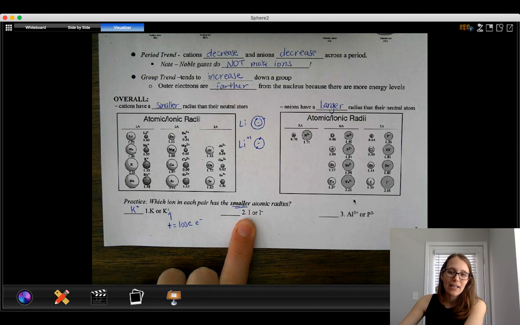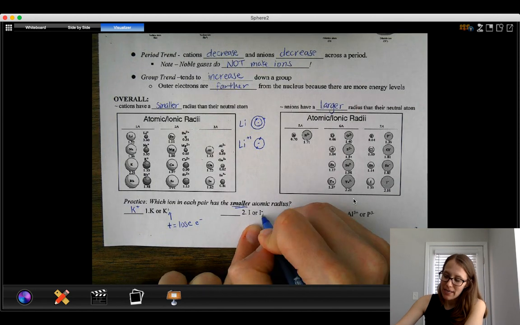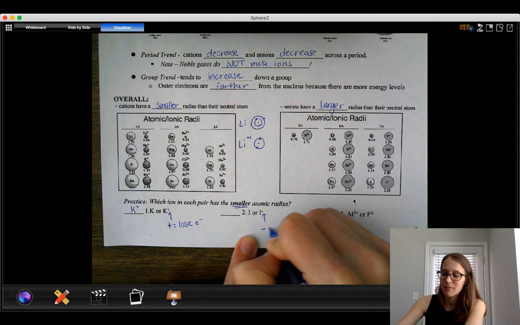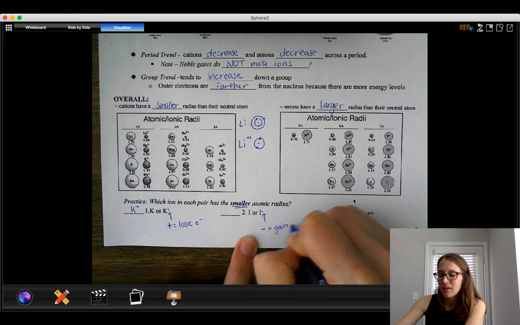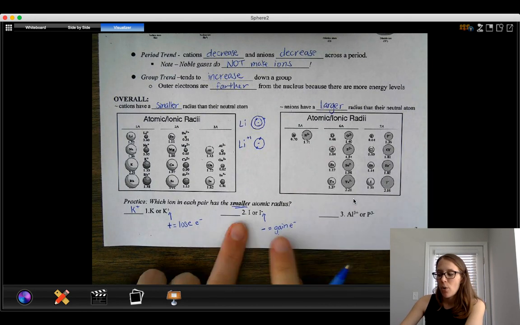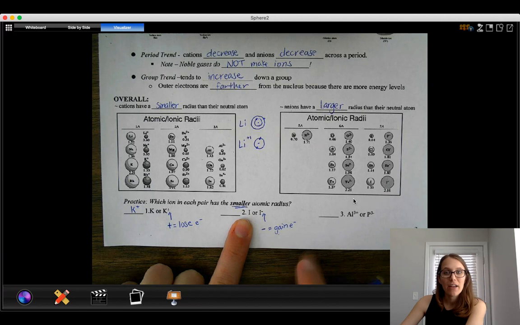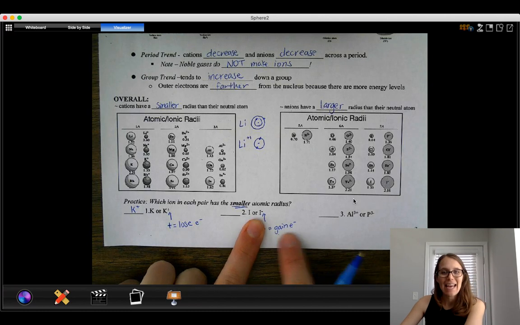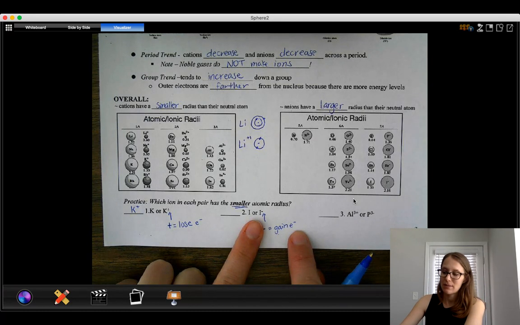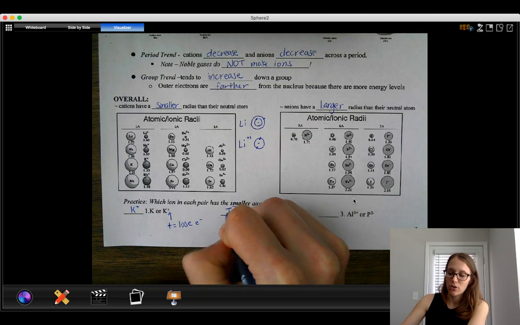If we look at iodine or iodine with a charge of -1, minus means gain electrons. If I want to know which one of these two is going to be bigger, regular iodine or iodine that's gained extra electrons, which one sounds smaller? That would be just regular old iodine.